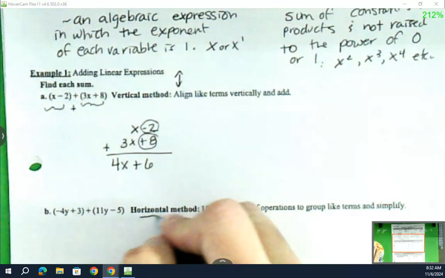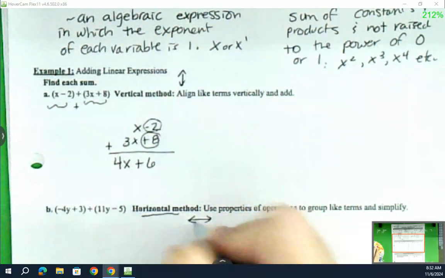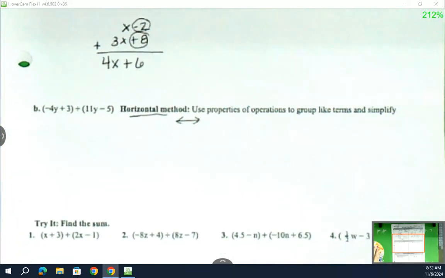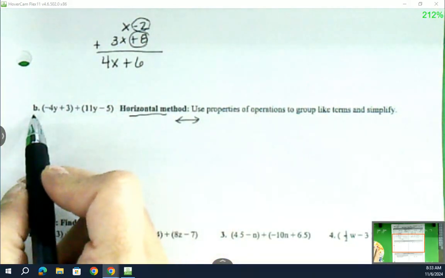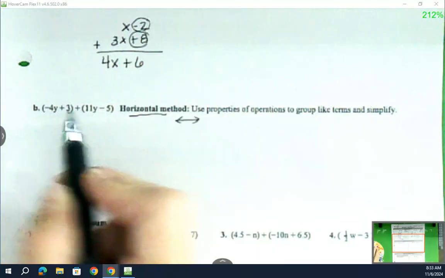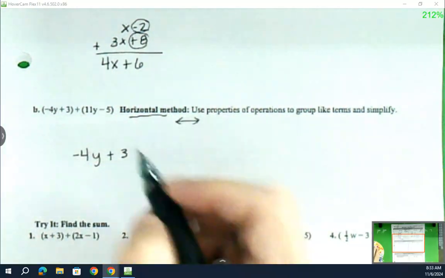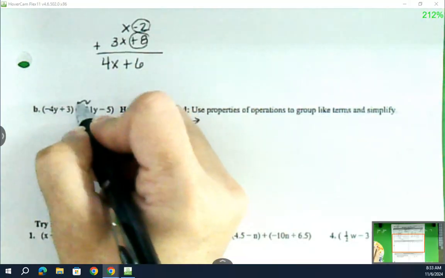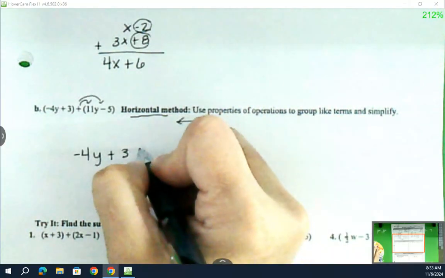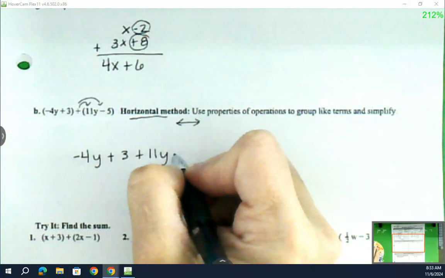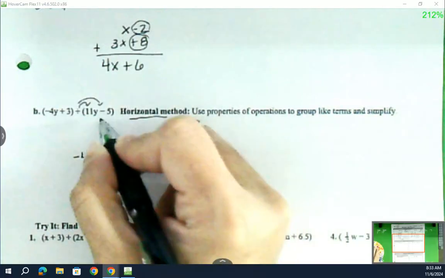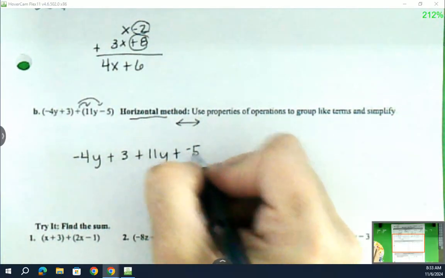Using the horizontal method means we are just rewriting across. So looking at part B here, there's no number in front to multiply. We're just going to drop the parentheses. So we have negative 4y plus 3. And then this is a plus sign, so we're just going to add those two quantities, plus 11y plus minus 5, which is going to be our negative 5.